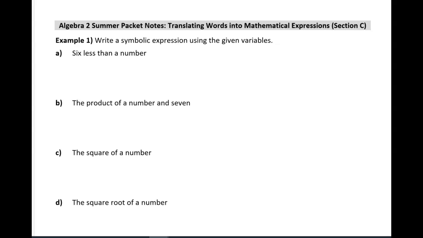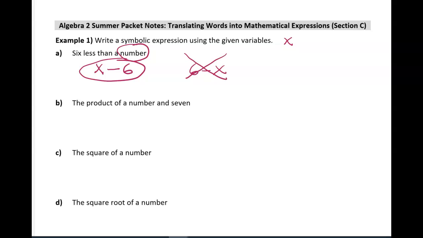In this section, we'll translate words into symbols. We're going to use the variable x to represent a number whenever we see that in an example. So if I want 6 less than a number, that means I have to take the number and subtract 6 from it.